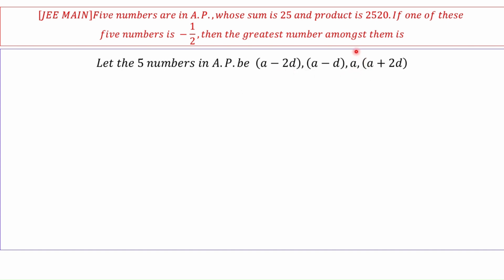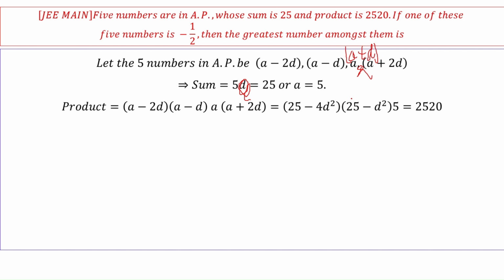Sorry, I missed one term. You should have a minus 2d, a minus d, a, a plus d, a plus 2d. You should have one term here. So these are the five terms which are in AP. Then sum of them, if I add all of them basically, sorry, this is 5a. I don't know, somehow I did a lot of mistakes in this. 5a equal to 25, all d's get cancelled, right? Or a equal to 5.